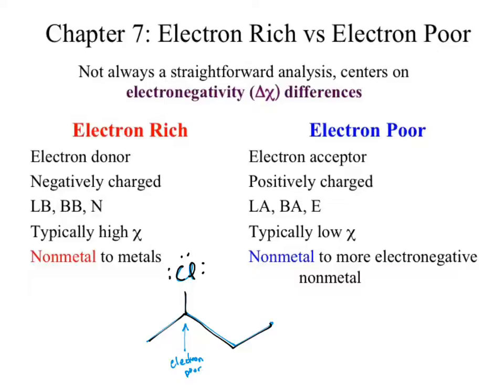Why did the chlorine not act as an electron-rich atom? It's high electronegativity. It has electrons. It's not a nonmetal to a metal, but it is a nonmetal to a less electronegative atom. Is it because it's not negatively charged? Kind of, sort of, indirectly. How many bonds can your halogens have? One. How many bonds does chlorine already have? Can it share more electrons? No, because then it becomes positively charged. So the chlorine ends up not acting as an electron-rich atom in this case because it can't share any more electrons.